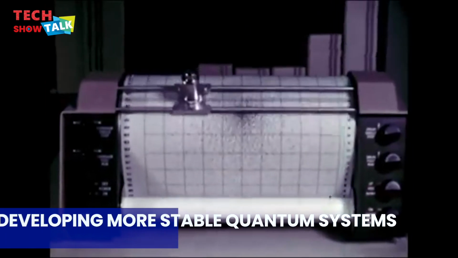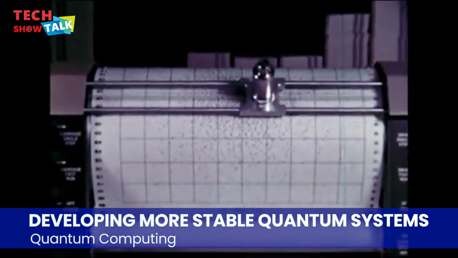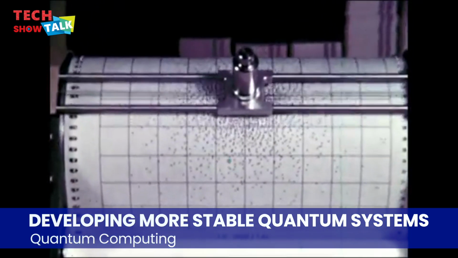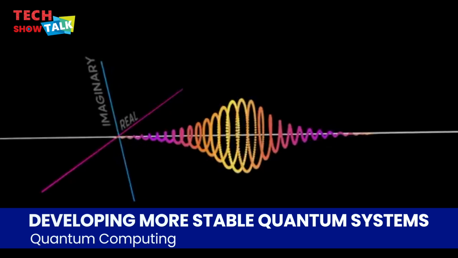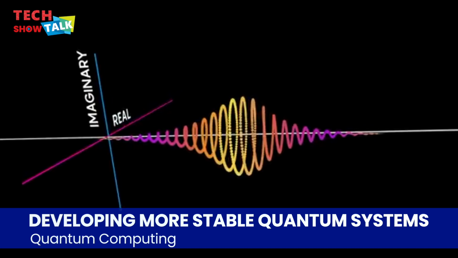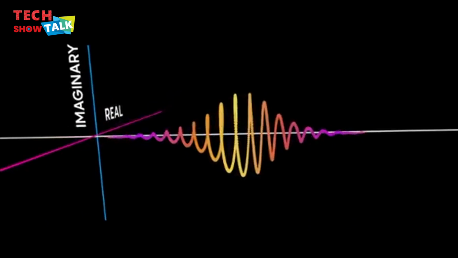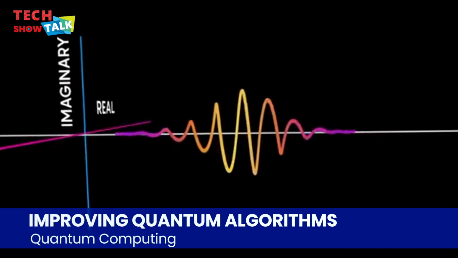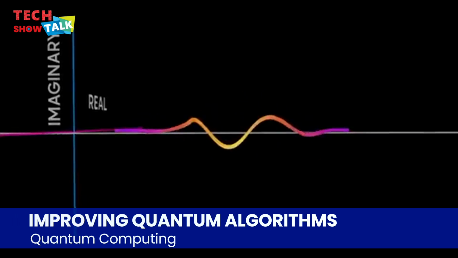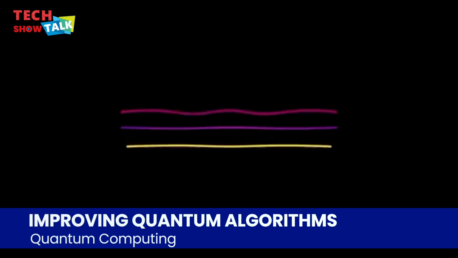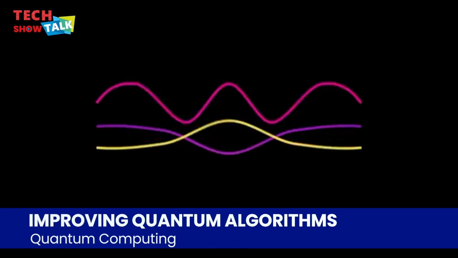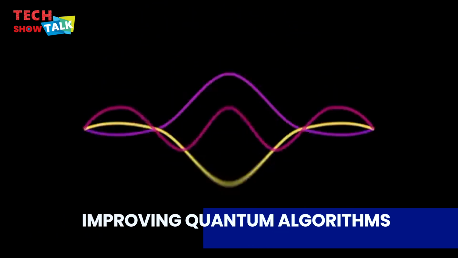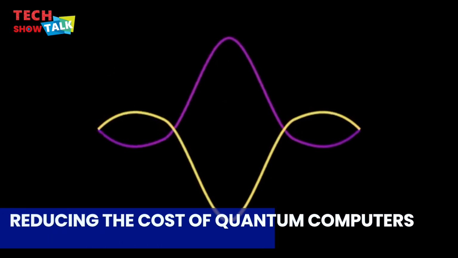Number 2, developing more stable quantum systems. One of the challenges of quantum computing is the need to maintain the stability of quantum systems over long periods of time. Researchers are working to develop quantum systems that are more resistant to external factors such as heat, noise, and vibration. Number 3, improving quantum algorithms. Researchers are working to develop new algorithms and software that are optimized for quantum computers, which would allow them to solve a wider range of problems and make them more useful for a variety of applications.